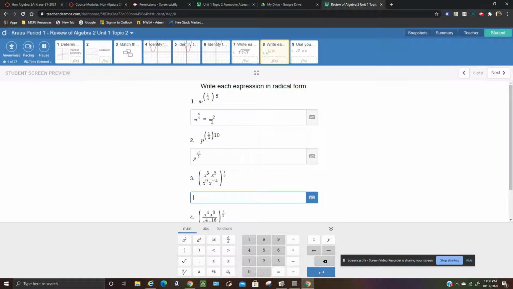Oh, we want to write it in radical form. Well, this one, can't write it in radical form. So in radical form, it's the cube root of p to the 10th. To get the radical, you just type nth root, and then it gives you a radical symbol. So this is cube root, and then p to the 10th inside.